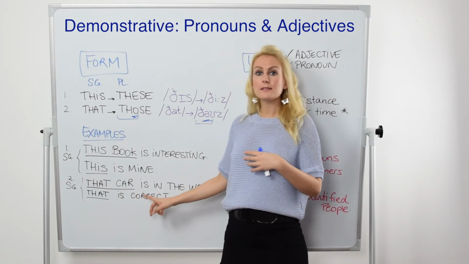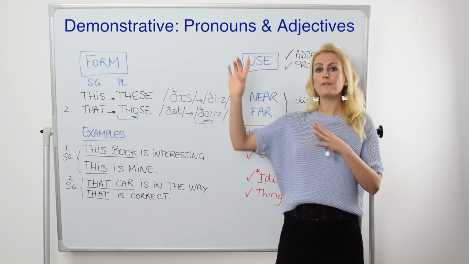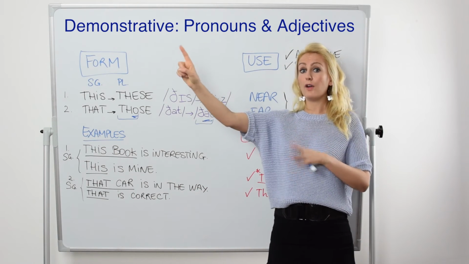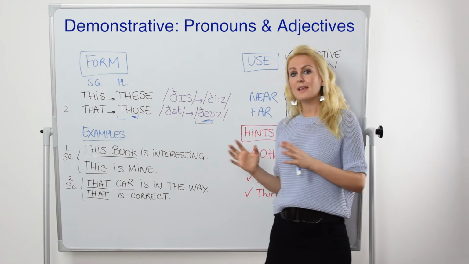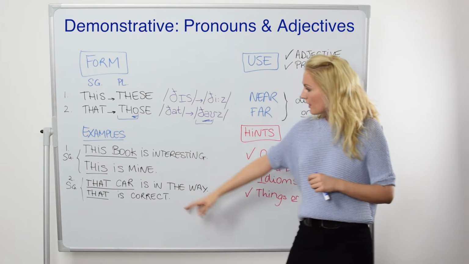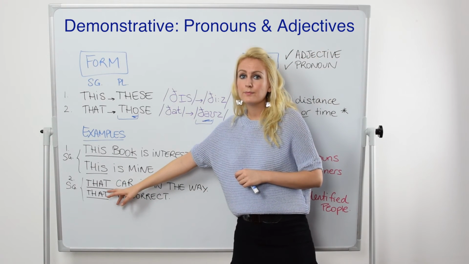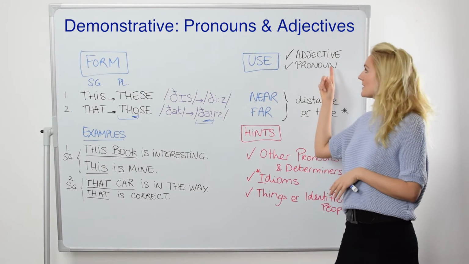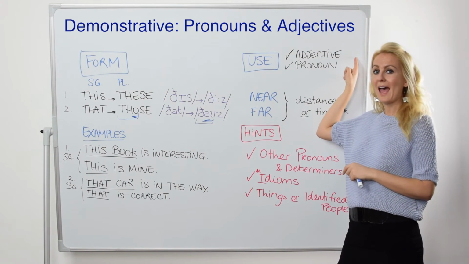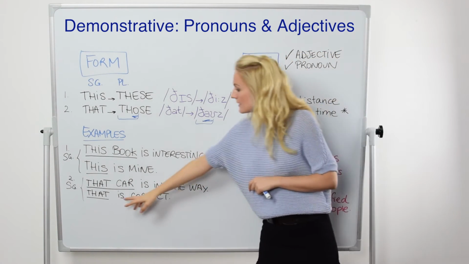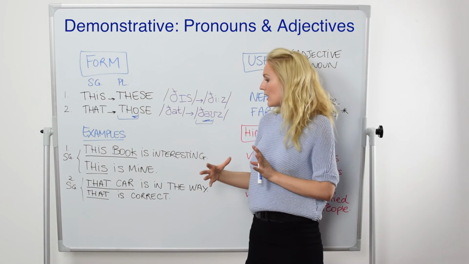That car is in the way. So we're pointing at something that is further away. That car over there. That car is in the way. That is the demonstrative. Which one is it? This one, the first one, adjective. Okay? And this is the pronoun as it works alone.